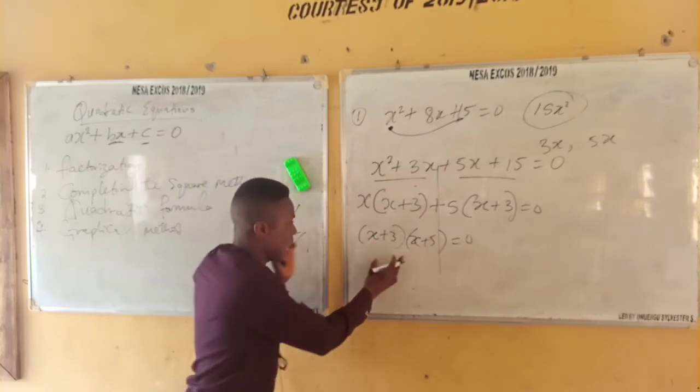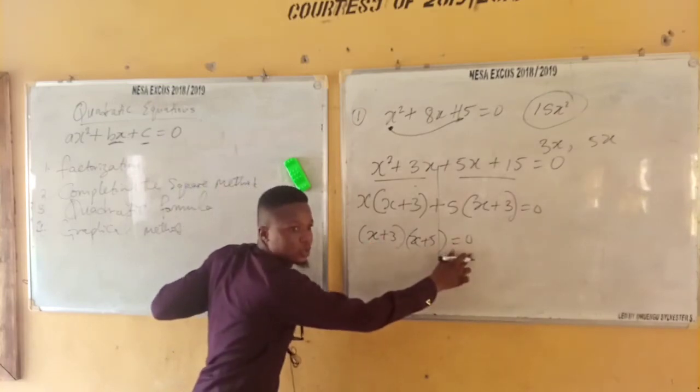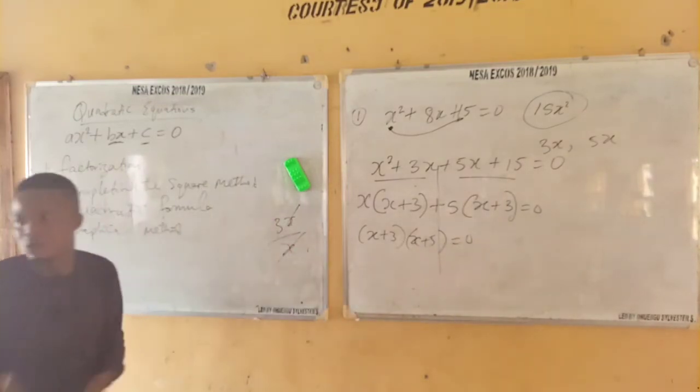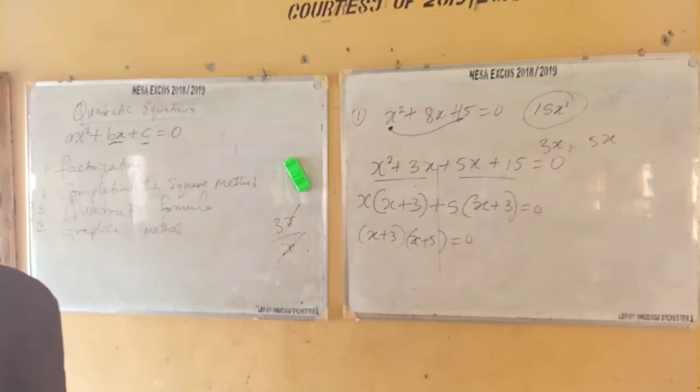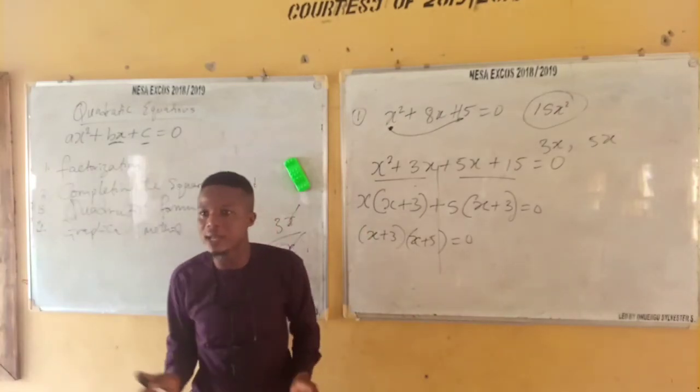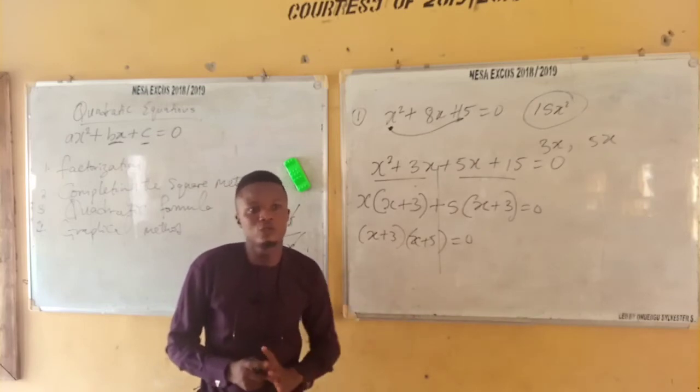Now, do you know why at this stage you normally say x plus 3 equals 0 and x plus 5 equals 0? Do you know why you normally do that? Many students write x plus 3 equals 0, x plus 5 equals 0, but they don't know why they are equating it part by part to 0.